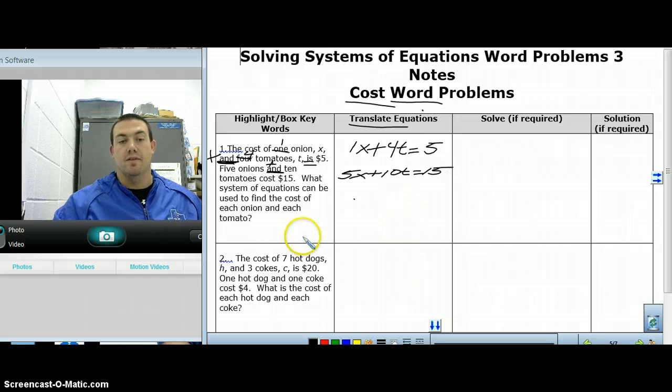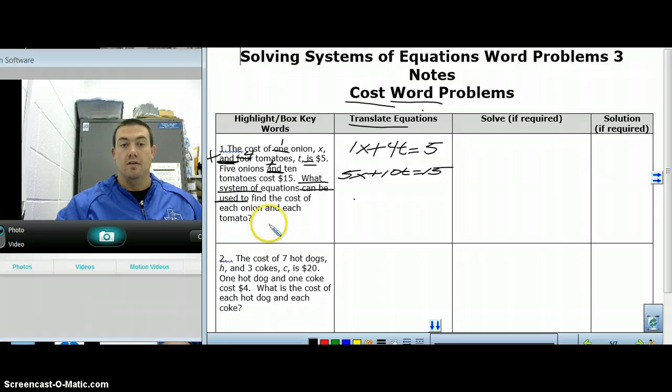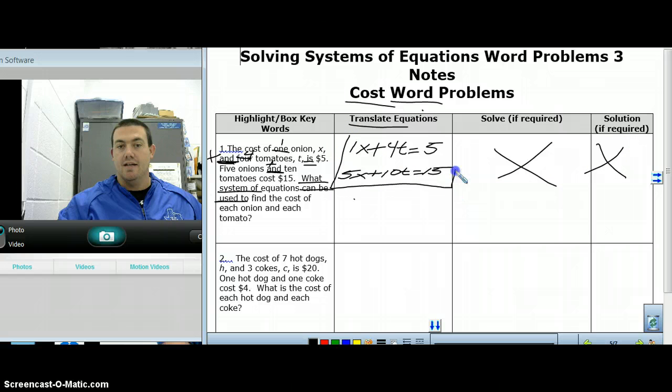Now here's the important thing. This is going to save you some time. The question says, what system can be used to find the cost? Did it actually ask me to find the cost of each onion and each tomato? No. I just want the system. So it does not require me to solve, and I don't need to know the solution. So setting it up is as much as you need to do.